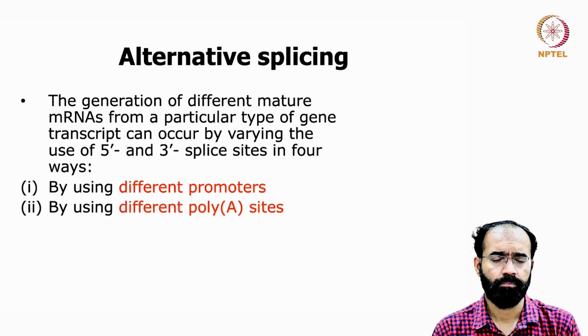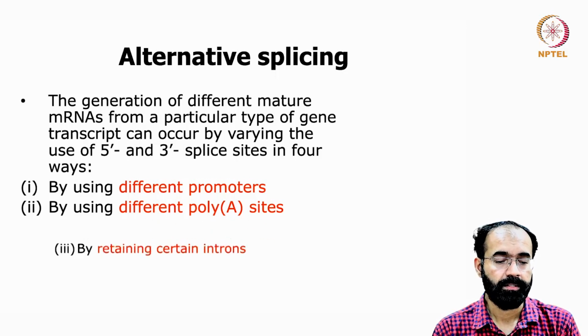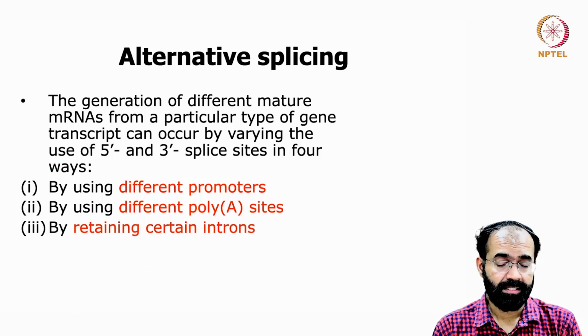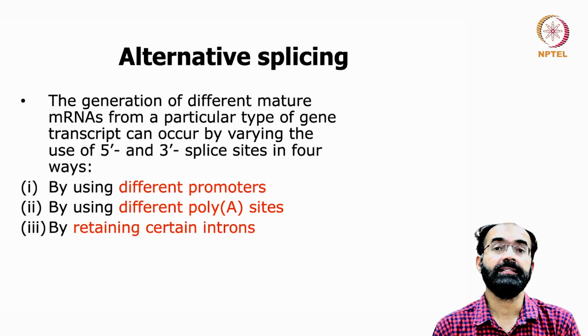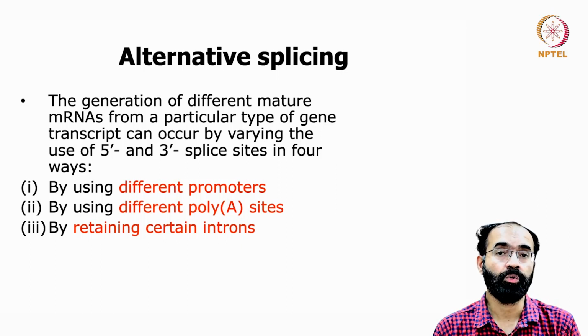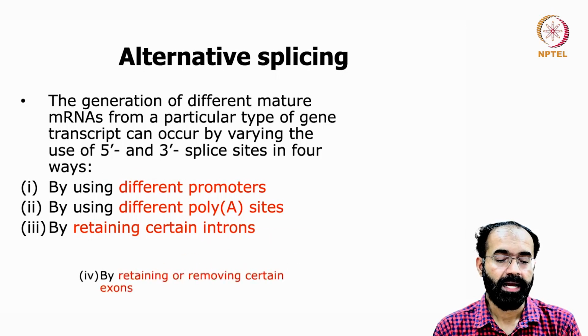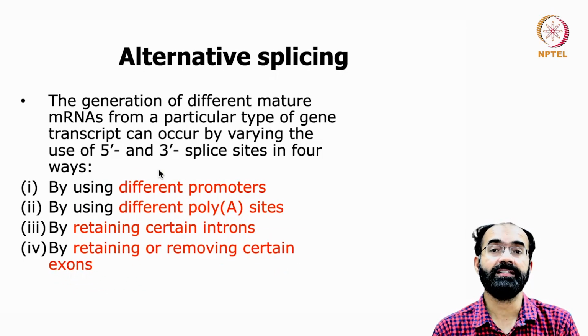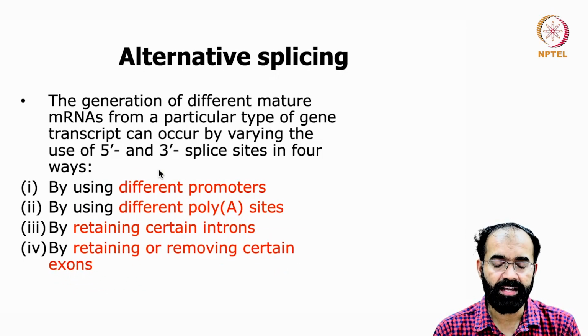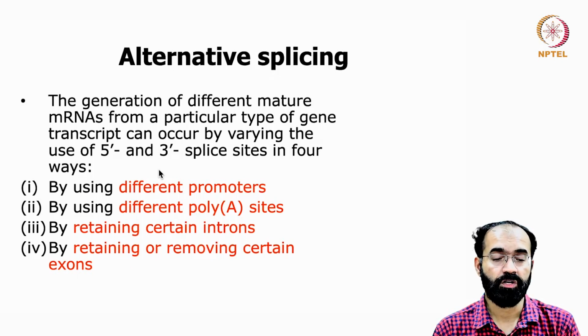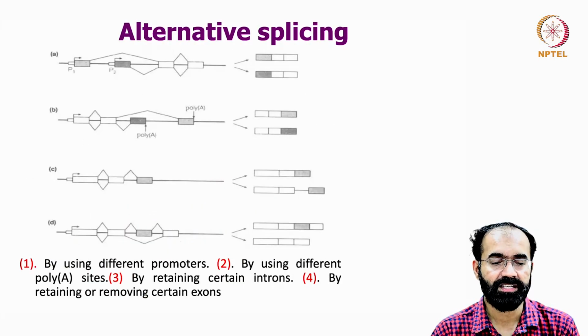We will see them in more detail. Another way is by using different polyasides, which we already discussed. It can use a first polyaside, second polyaside or third polyaside. And then third, by retaining certain introns. That means it is including certain introns as part of the coding region. And then retaining or removing certain exons. So these are all the ways in which it adds to the complexity. Let us see how it is done.